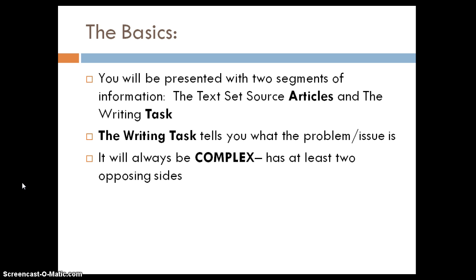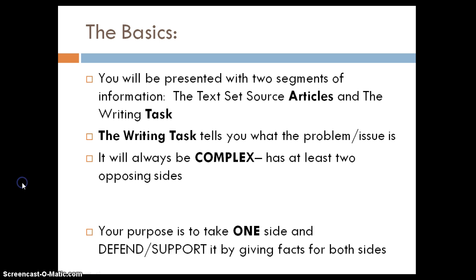There are two things that you'll be presented at the beginning of the unit, and that is the text set, which is the articles that we're going to be reading together, and then the writing task, which is the prompt that I'm going to give you. And that tells you what the problem or issue is across the articles. It's always something complex. It has two opposing sides. It's not like, what will Johnny eat for lunch, pizza or a hamburger? It's always something more serious, like maybe should students have to wear uniforms or not? Something on a much higher level.